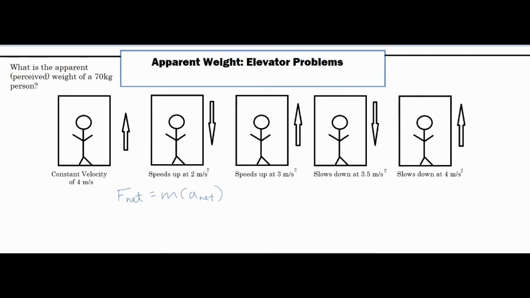So for each of these diagrams, we're going to have the force of gravity straight down because of the Earth's pull, and then we're also going to have Fn, the normal force, a force perpendicular to the surface of the floor, pushing up on the person's feet. So what we can do is we can replace this net force with the sum of the forces acting on the person.